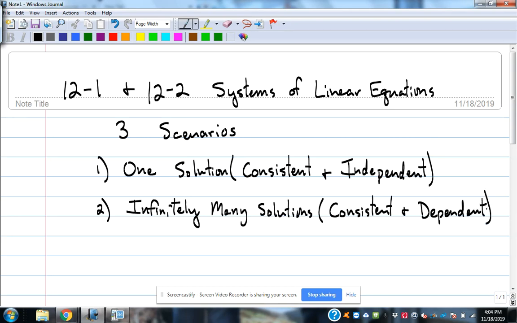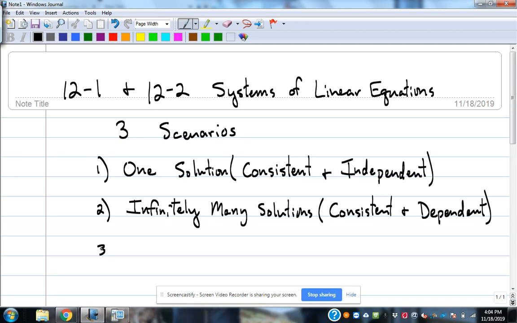You'll hear me say one solution, infinitely many solutions most of the time, but I bring up the other words because sometimes they'll throw those in on the final exam. They'll put a problem up there and they'll say, which of these systems is consistent and independent? And you'll have to find which one has one solution is what that means. So tie those words together.